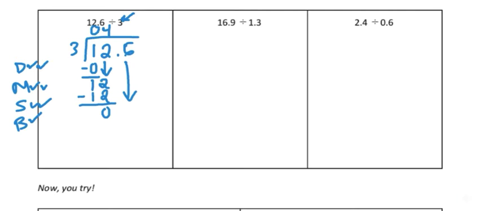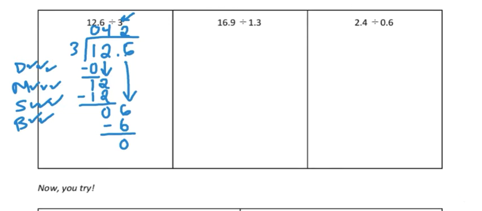Notice I've been ignoring the decimal place this entire time. 6 goes down like this. Then we check our division. Does 3 fit into 6? Yes. 2 times. That's our division. Multiplication. 3 times 2 is 6. Subtraction. 6 take away 6 is 0. Does 3 fit into 0? No. And there's no other numbers to bring down. So we're done with this question.